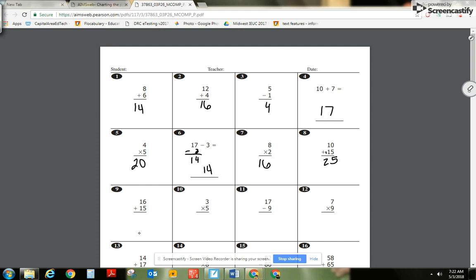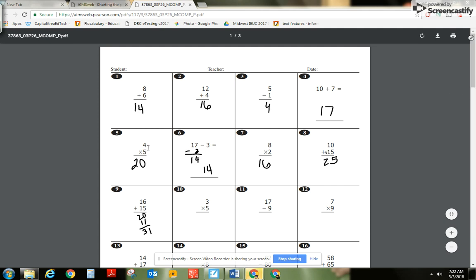The other way to do it is to start off at the tens place to get 20, and then 6 plus 5 is 11, and then you can put those together. Any of these ways are great. 5 times 3, kind of like 5 times 4. I count by 5 three times, 15.